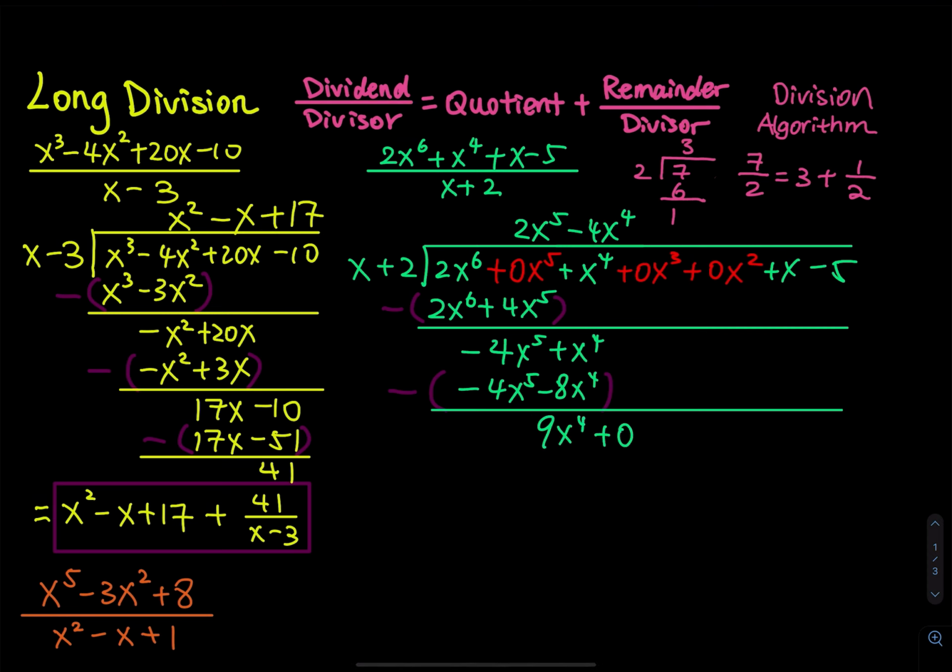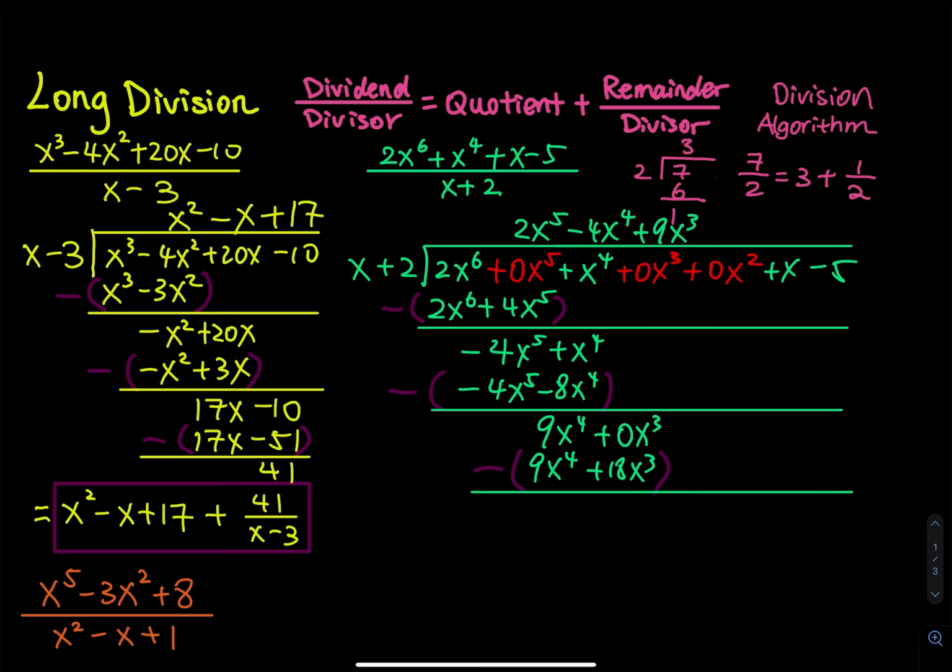Pull another 0 down. And then the next term is plus 9x to the third, right? 9x to the third times x is 9x to the fourth. And then 9 times 2 is 18x to the third. Draw a line. Perform the subtraction. 9 minus 9 is gone. 0 minus 18 is negative 18. Negative 18x to the third. And then you pull the next 0 down.